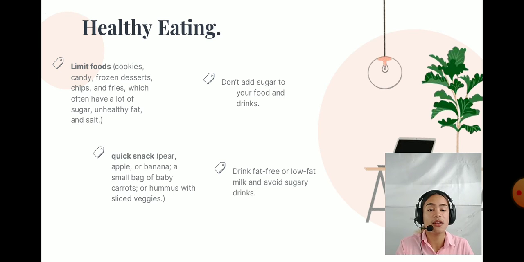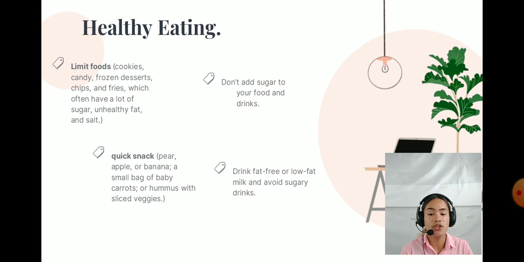Try to limit foods like cookies, candy, frozen desserts, chips, and fries, which often have a lot of sugar, unhealthy fat, and salt. For a quick snack, try recharging with a pear, an apple or a banana, or a small bag of baby carrots or hummus with sliced veggies. And don't add sugar to your food and drinks. Drink fat free or low fat milk, and avoid sugary drinks. Soda, energy drinks, sweet tea, and some juices have added sugars, a source of extra calories.